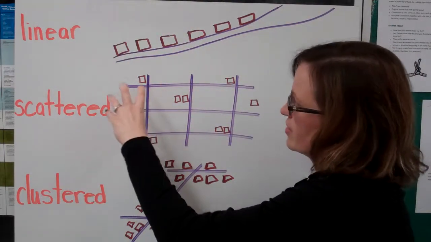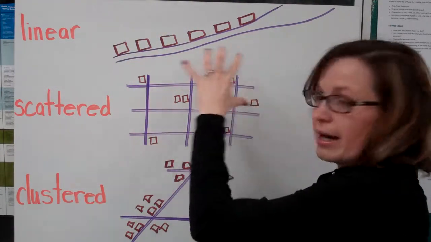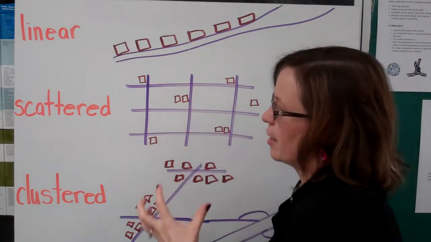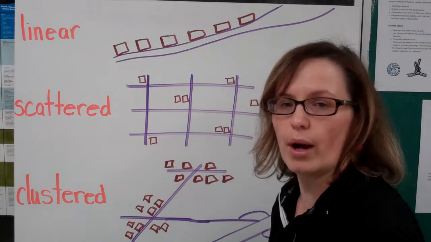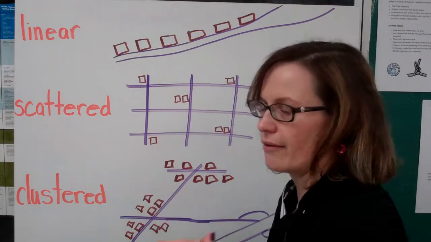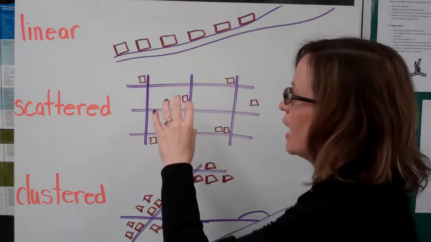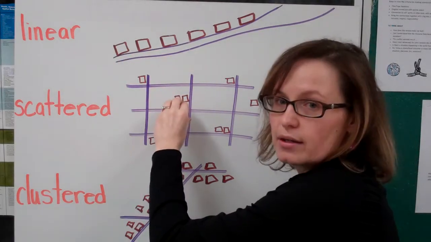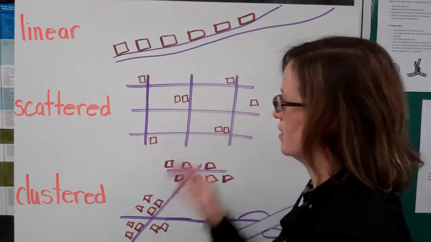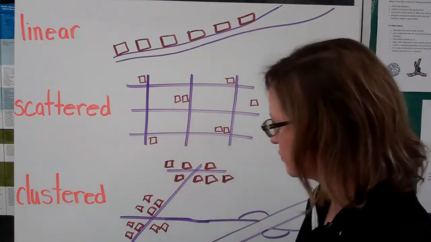Scattered. This is where the settlements are spread out. There's spaces in between. An example of that would be farmland, where an individual would have a farm and they would have a huge part of land as their actual farm, so there would be space between where one residence was and another residence. So that's an example of scattered.